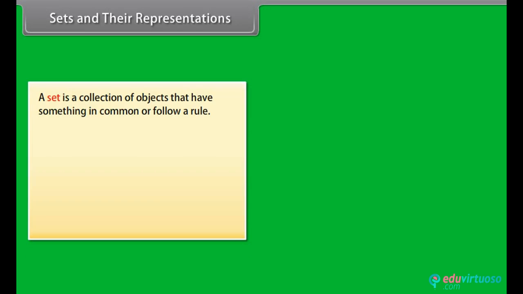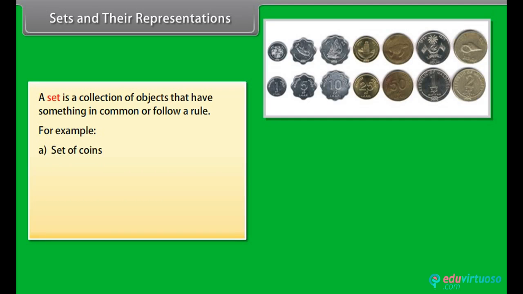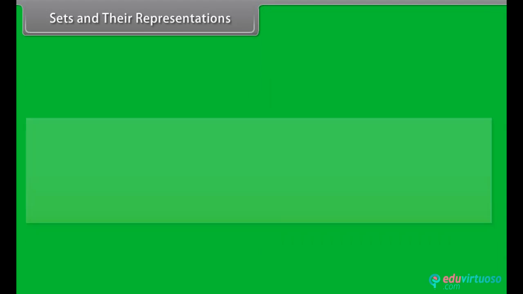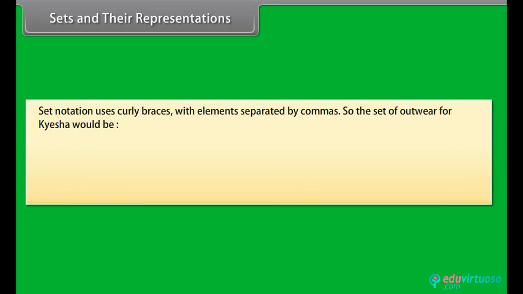A set is a collection of objects that have something in common or follow a rule. For example, set of coins, set of girls between the age group 13 to 15 years. The objects in a set are called its elements. Set notation uses curly braces with elements separated by commas.